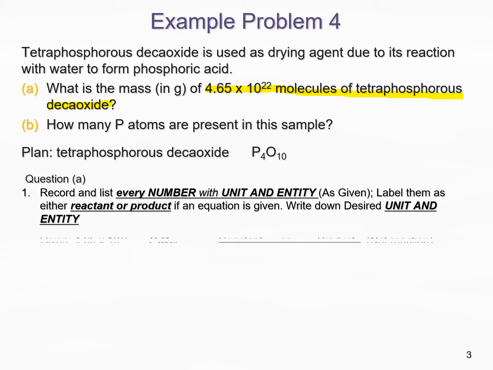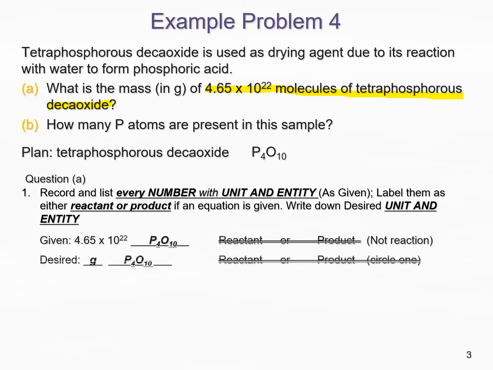So we write down what is given. We got the 4.65 times 10 to the 22nd P4O10. Since there are no reactions involved here, we cross out whether there's going to be a reactant or a product, because it does not apply. All right, so what is question 1?